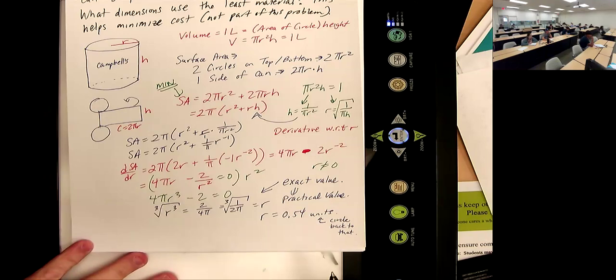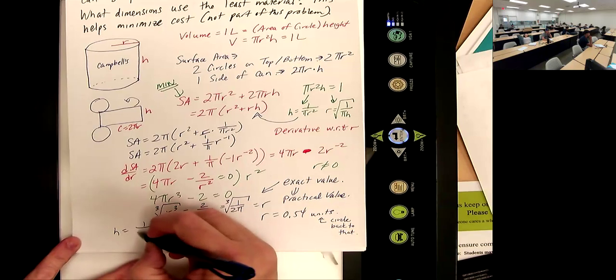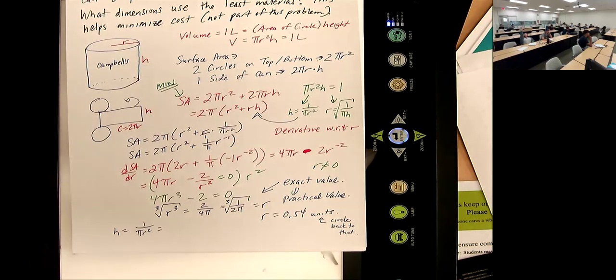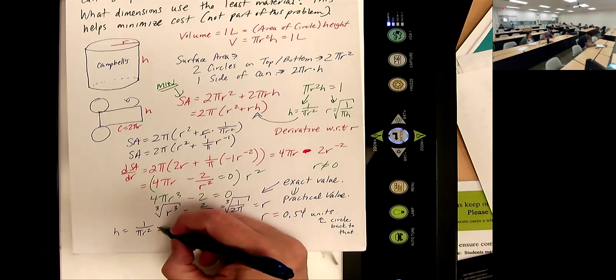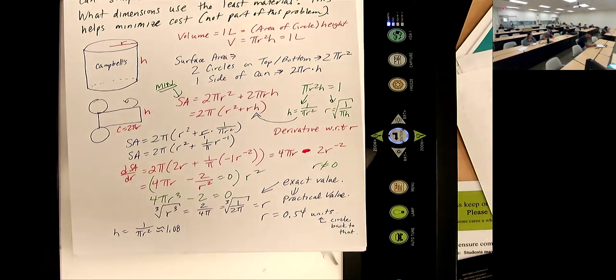Then we need to find h. So what would h be? H equals 1 over pi R squared. So I'll square that, and multiply it by pi. Then I'll do 1 divided by that. And I'm getting approximately 1.08. Units.